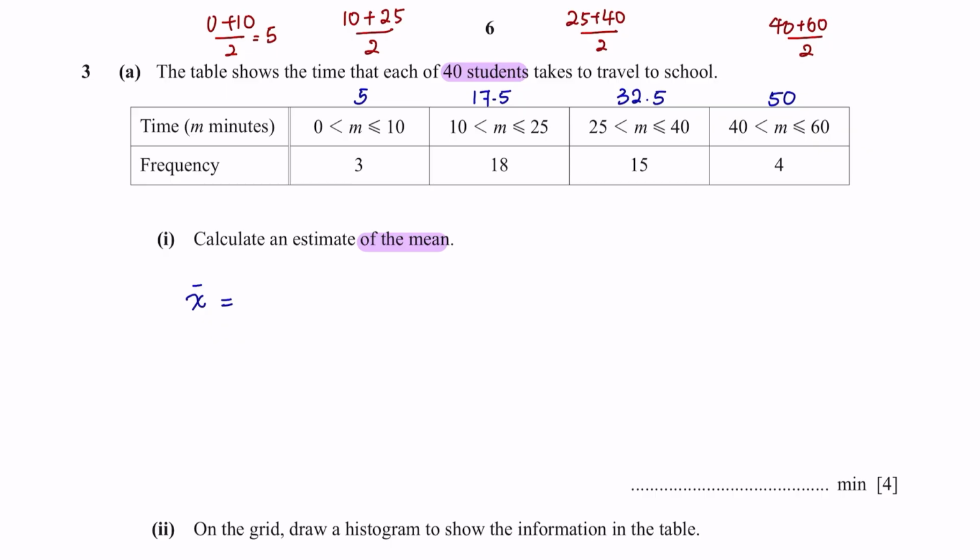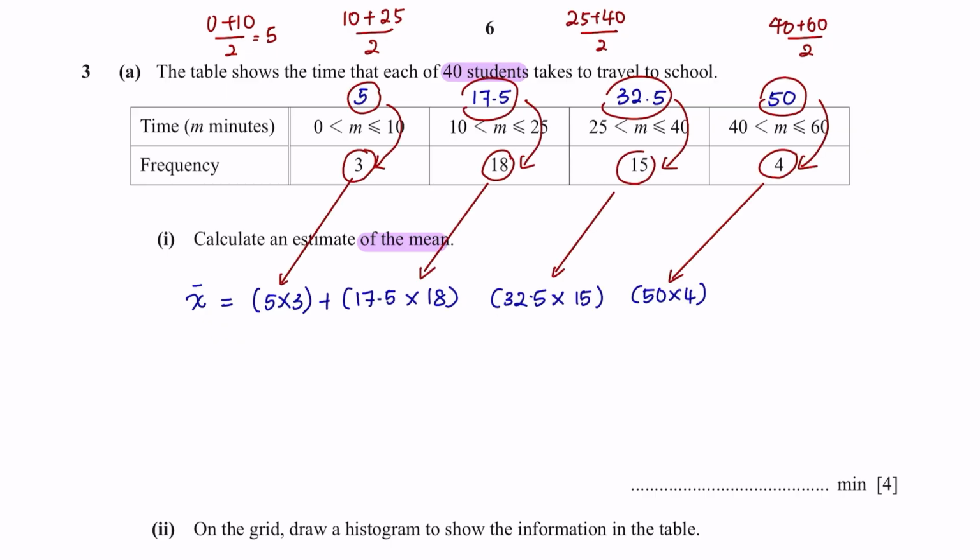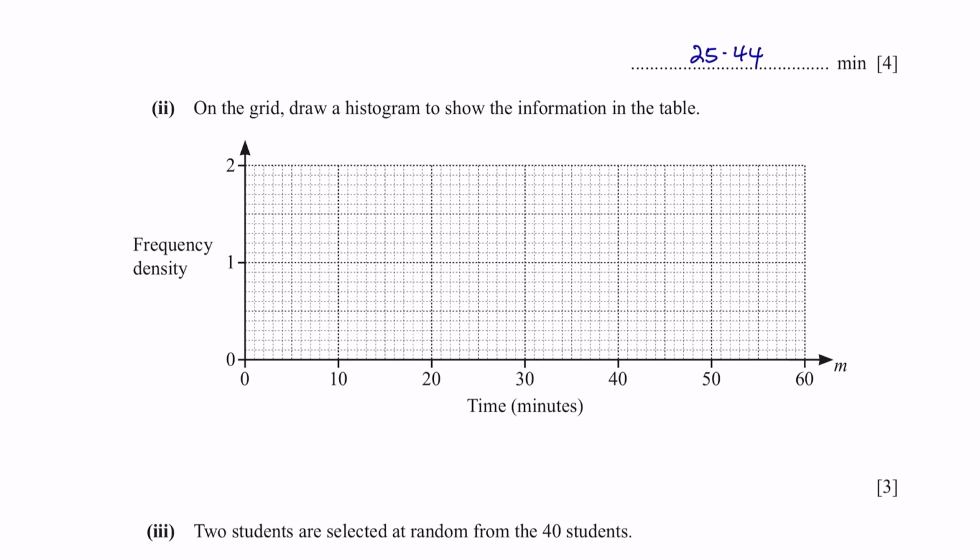Then to find the mean, we're going to multiply each mid value with the frequency and then add them all together and divide them with the total number of frequency, which in this case is 40. And you will get a mean of 25.4375. Next, part 2.